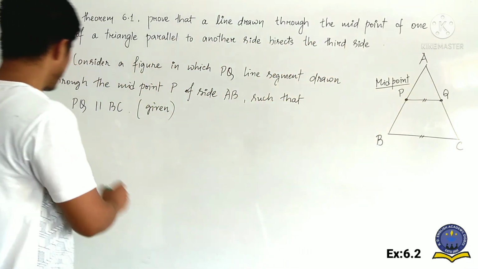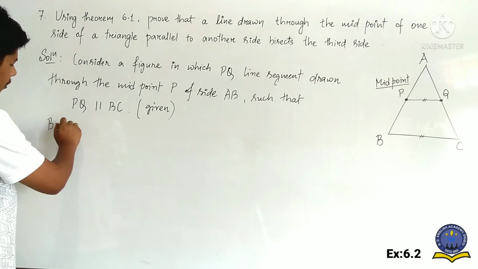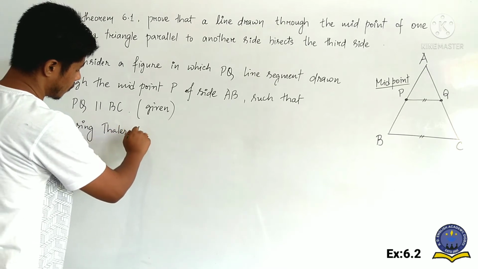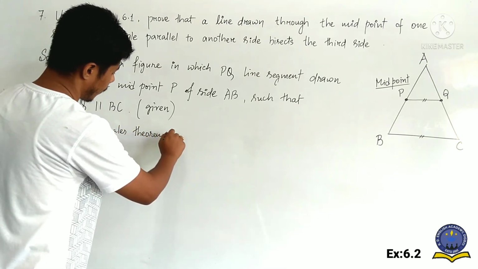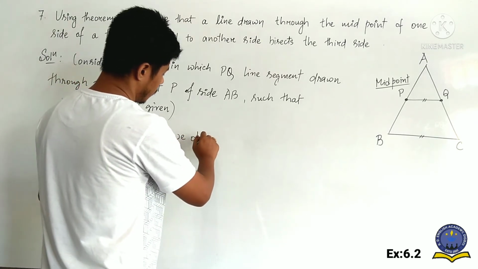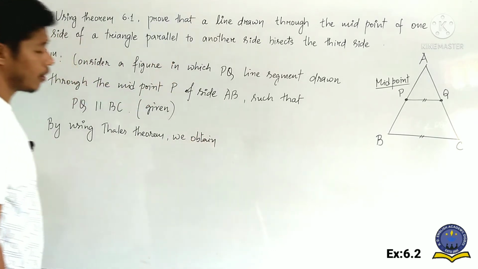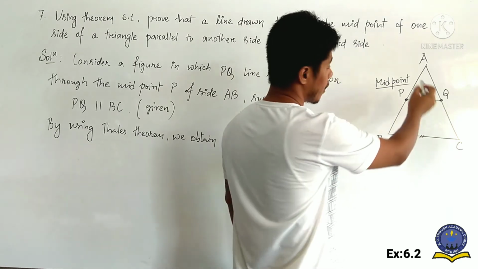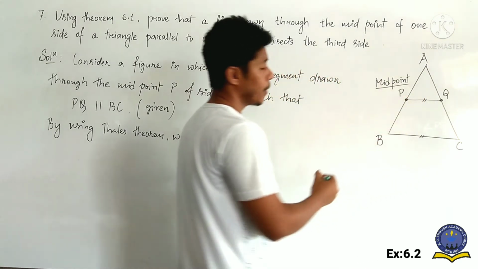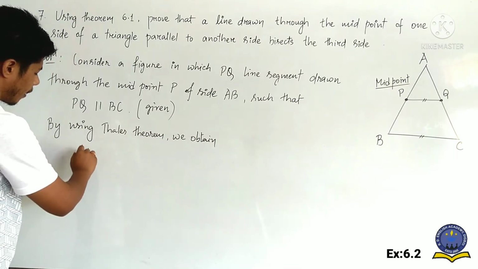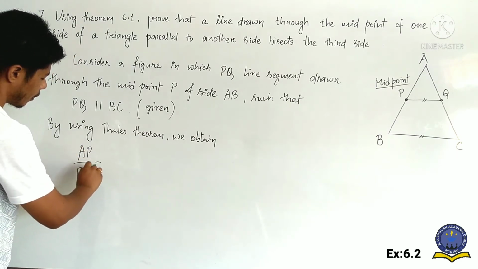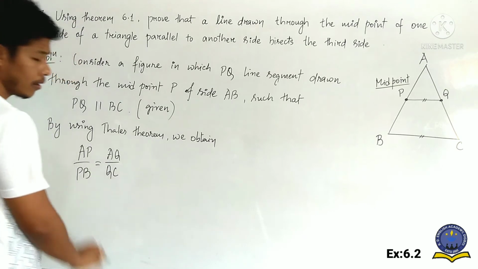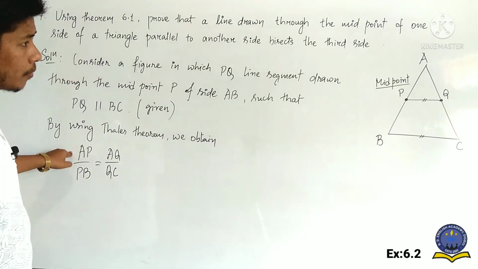Here we consider, that's why we have to write by using Thales theorem, we obtain. By using Thales theorem, we obtain what we can write here? The other two sides are divided in the same ratio. That means AP by PB. So that's why here we have to write this one is AP by PB is equal with AQ by QC. With the help of Thales theorem, we write this one.